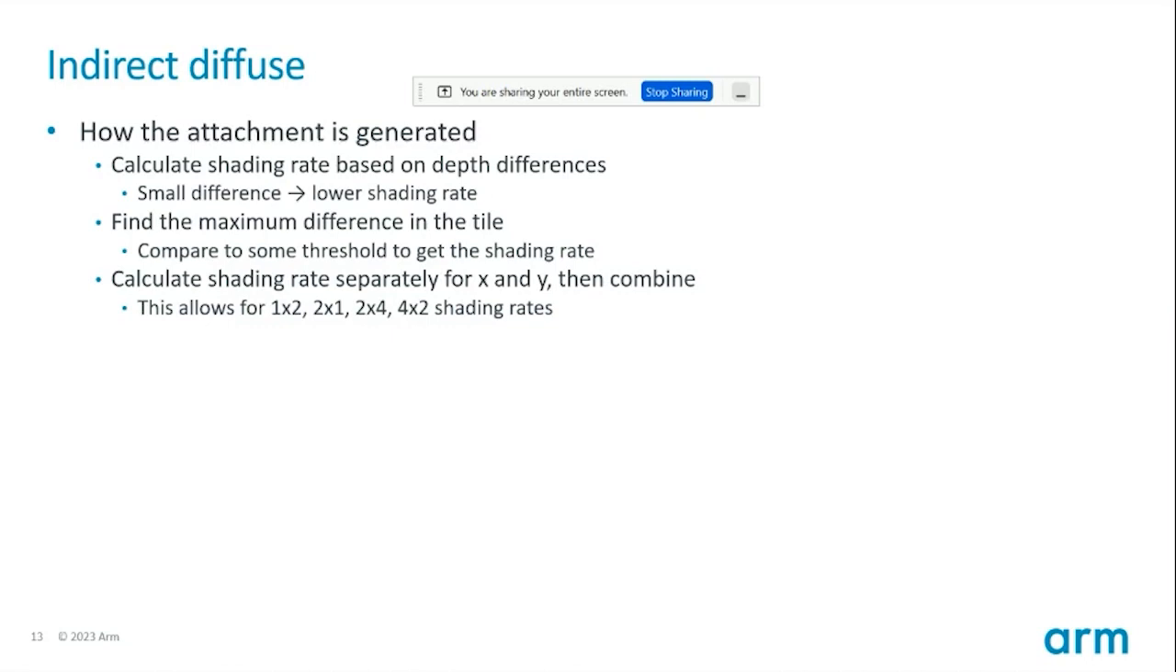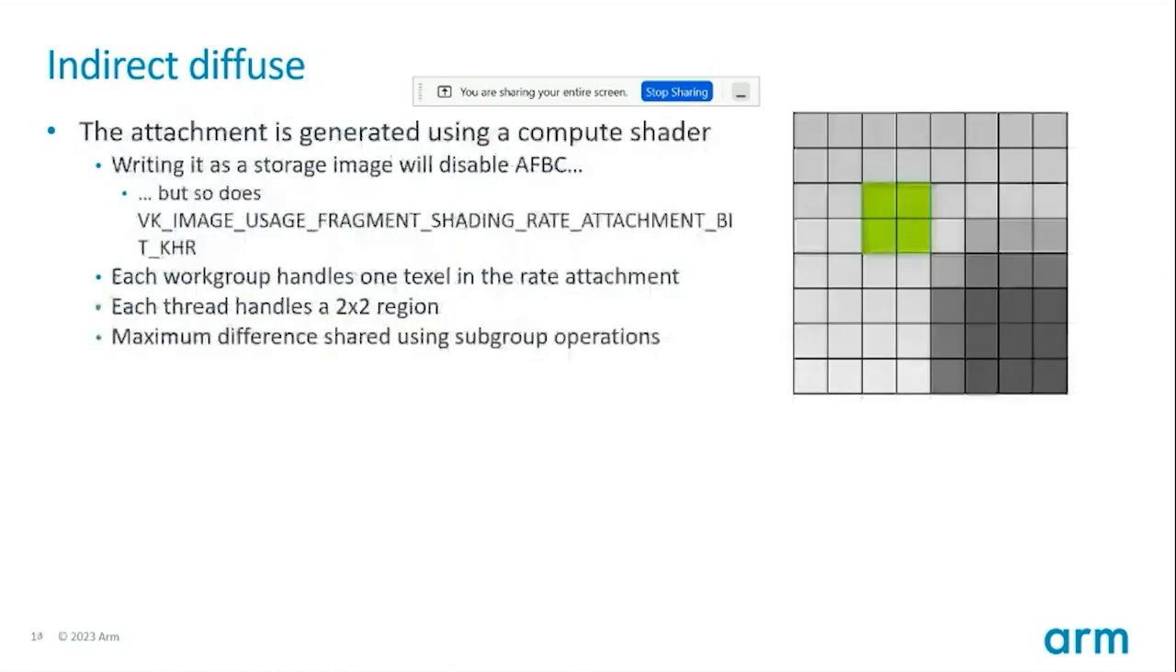We will calculate the shading rate separately along the X and Y axes. That way we can use non-square shading rates. So if we have an edge going along one axis, so we need to preserve the quality along that axis, we can still apply a lower shading rate along the other axis and get some benefit still.